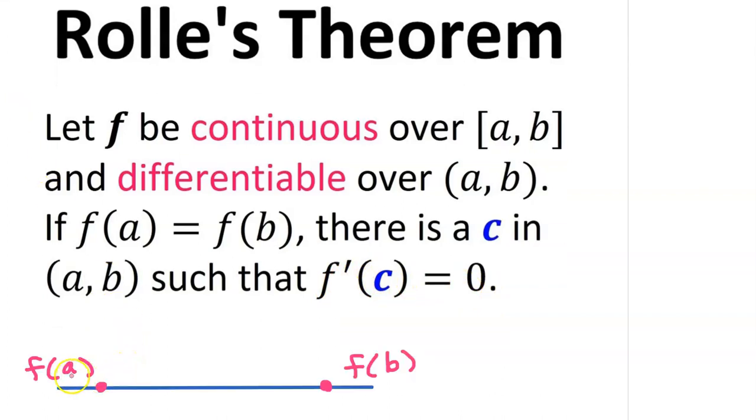In other words, imagine that f at a is here, and then f at b has the same exact value. If function f is continuous and differentiable, so there can't be any corners or cusps or discontinuities, then we are guaranteed that there is some point between a and b where f has a horizontal tangent line. We are guaranteed that there is some point c at which f prime at c is equal to 0.